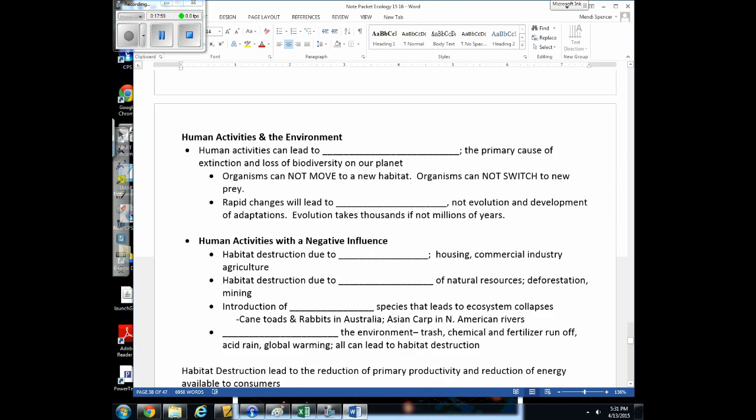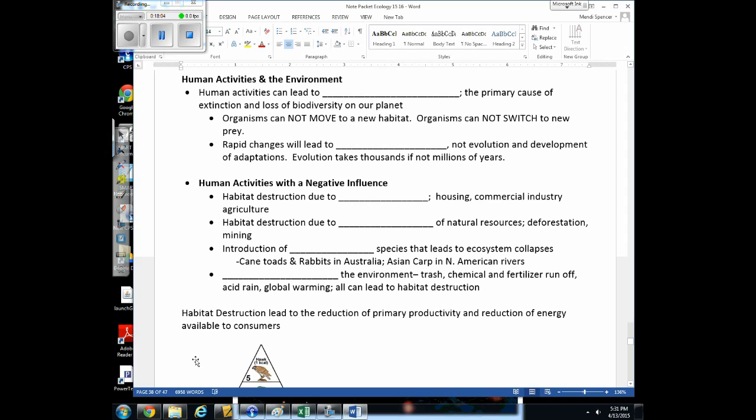Next, we're just going to get into how human activities can affect, either positively or negatively, the diversity on the planet. So we've already talked about how the number one cause of extinction is habitat destruction.